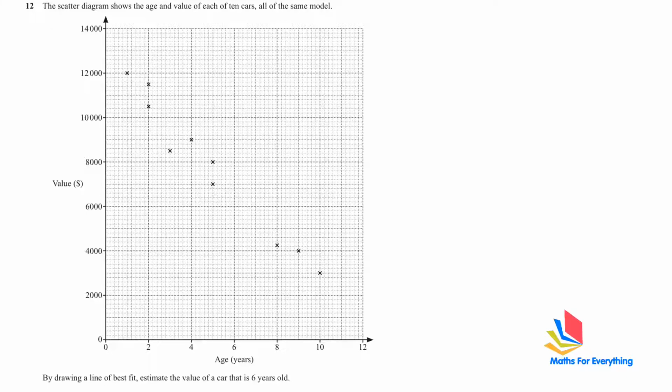Question number 12. We have been given a scatter diagram that shows the age and value of each of 10 cars, all of the same model. This is the age and this is the value. By drawing a line of best fit, estimate the value of a car that is 6 years old. When you draw a line of best fit, try to have equal number of points on either side.